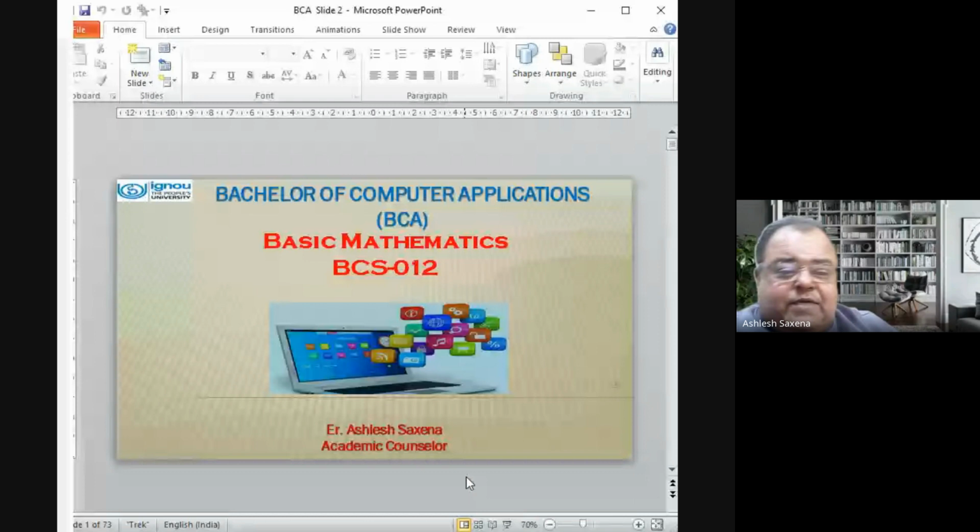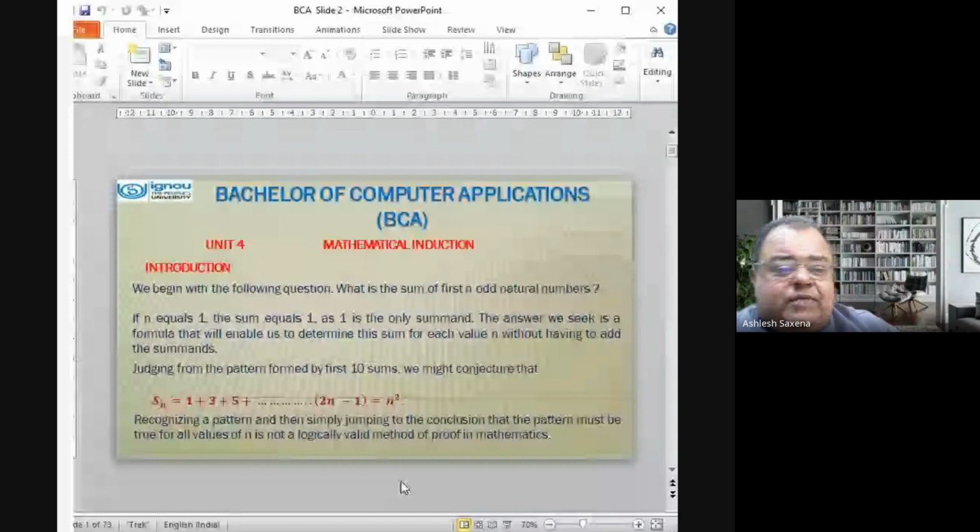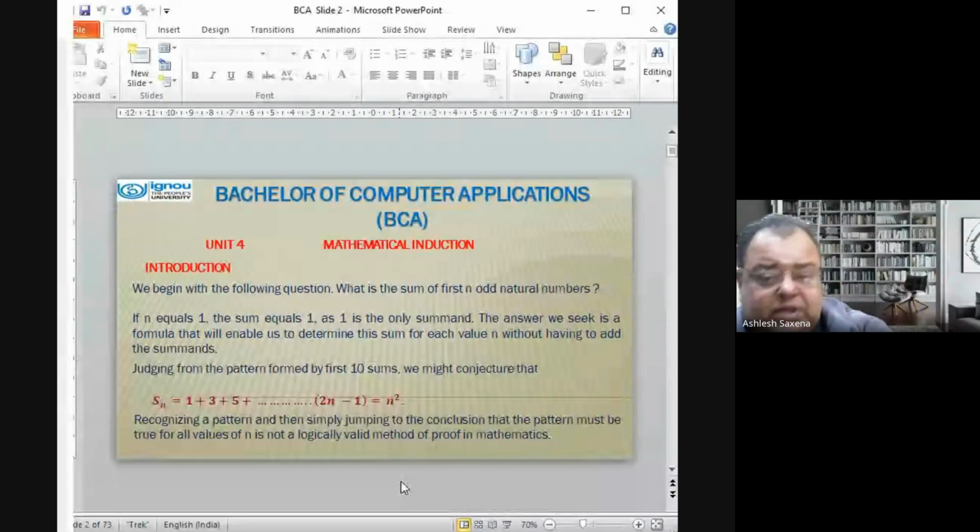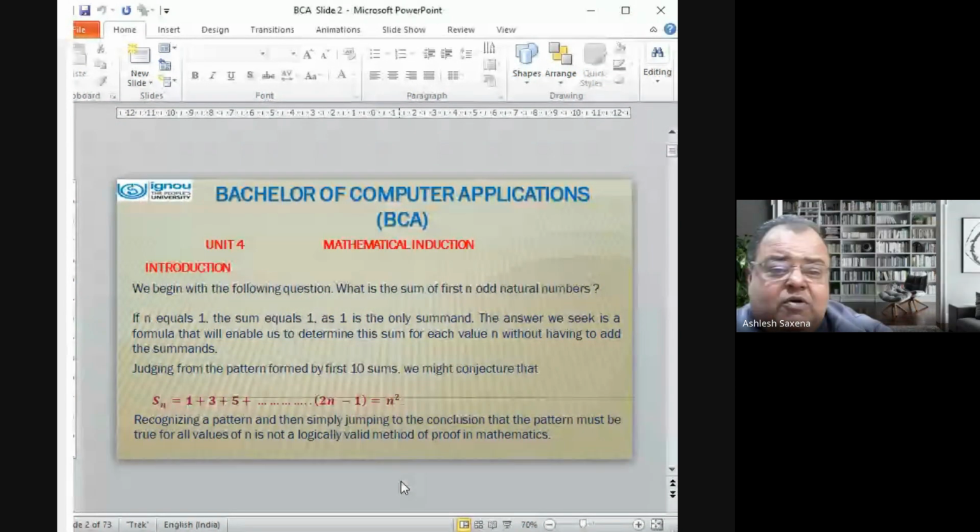Okay, fine. Now, today we will be starting with Unit 4, that is your mathematical induction. We begin with the following question: what is the sum of the first n odd natural numbers? If n equals 1, the sum will be 1, as 1 is the only summand. The answer we seek is a formula that will enable us to determine the sum for each value of n without having to add the summands.